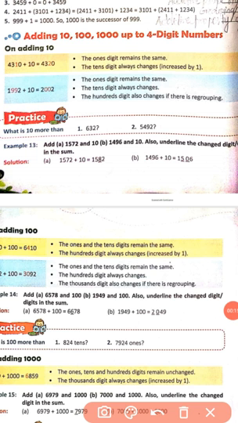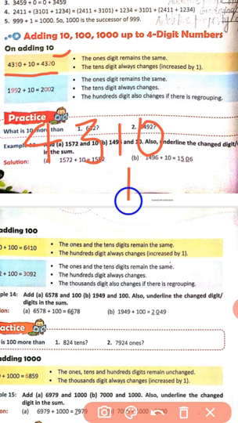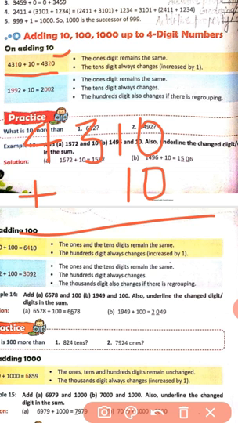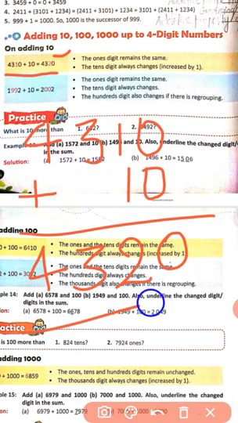On adding 10, we add here 4,310 plus 10, which is equal to: 0 plus 0 is equal to 0, 1 plus 1 is equal to 2, and now here 300 and 4,000. So now we have sum 4,320.